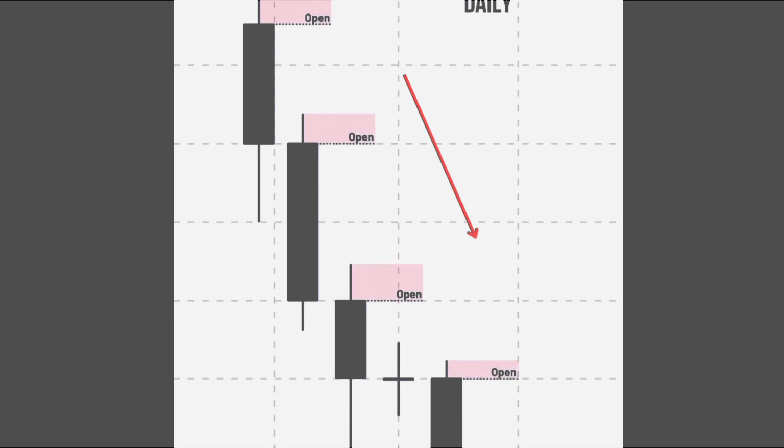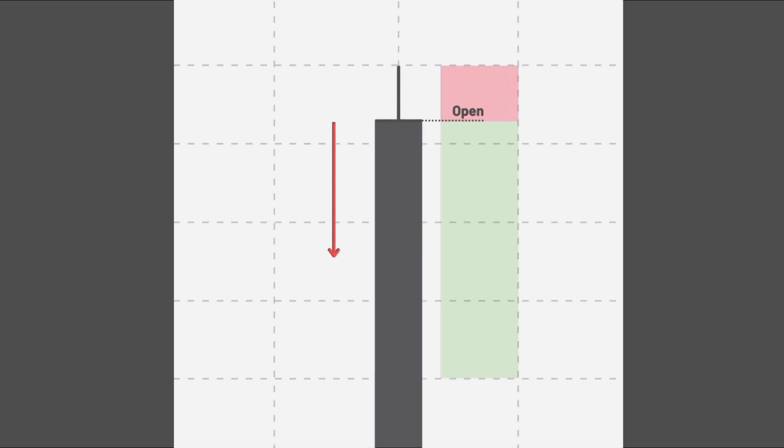But let's really dissect it. Say price opens here. Naturally, if we want to go lower, price will go higher first, and this is where we want to sell, because we're selling above the opening price. Now, once we sell, price will start moving lower, leaving behind a wick, and finally, it'll retrace and close bearish.